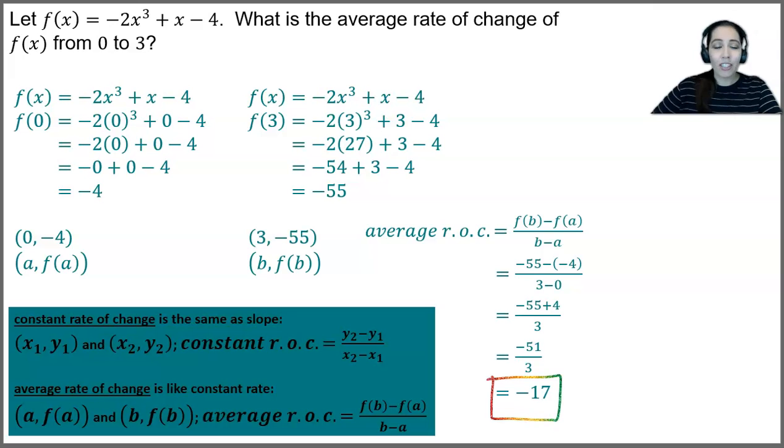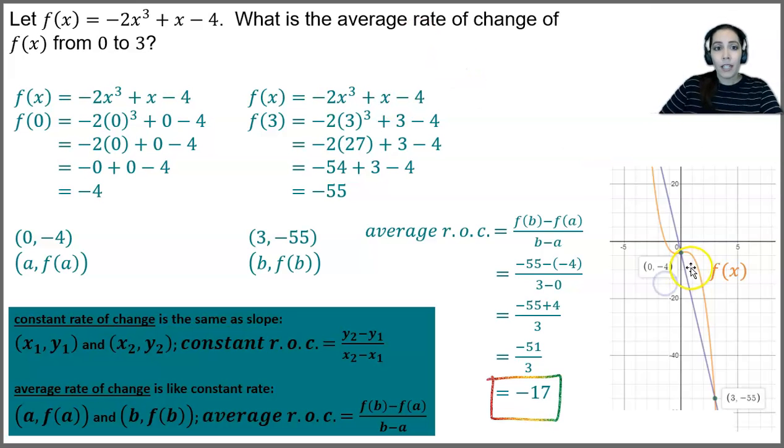So let me show you what this looks like if we graphed it. This orange line here is my f of x. That is negative 2x cubed plus x minus 4. Notice how it's a curve. Now we were looking from the interval of 0 to 3. So here is where my x equaled 0, and 1, 2, 3, this is where my x equals 3. So we're only looking from this point here, 0, negative 4, to 3, negative 55.